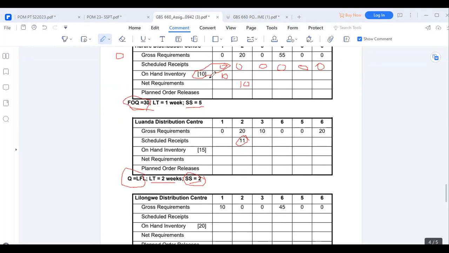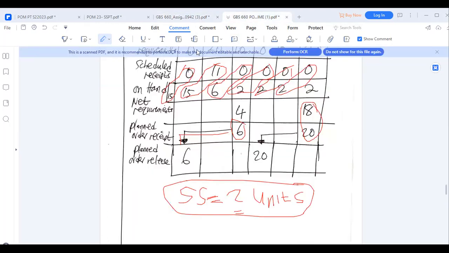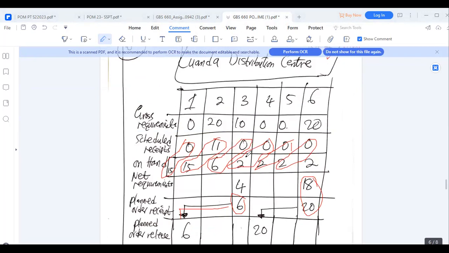Rwanda lead time was 2. So meaning that for us to have a receipt in week 3, this one should be released 2 weeks before. And for us to have a receipt in week 6 of 20, it's supposed to be released 2 weeks before. So this is about how we have found the Rwanda Distribution Center MRP. All right, so this is about how we are getting down to the MRP.